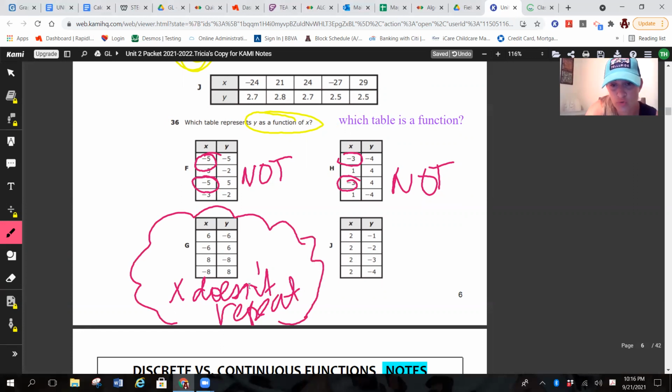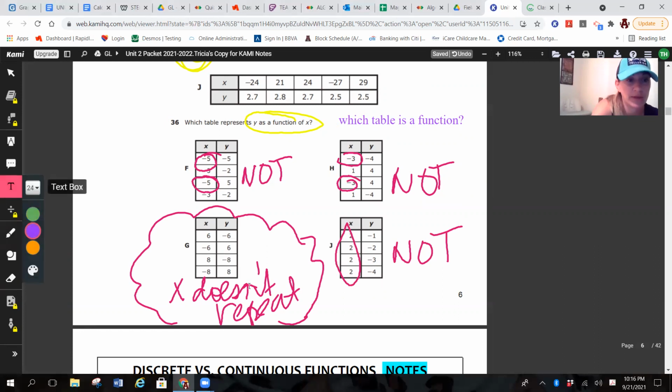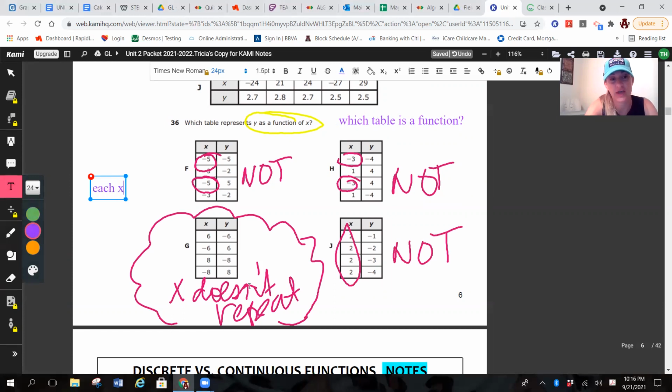2, 2, 2, 2, 2. X repeats. This is also not a function. So we're looking for the one that is a function. So when it is, the X will be different numbers. Remember on my notes, I say that each X, which we call input, has exactly one Y, which is the output.